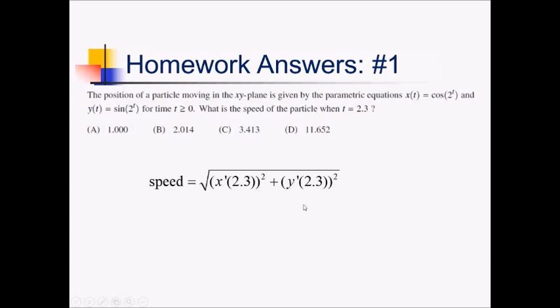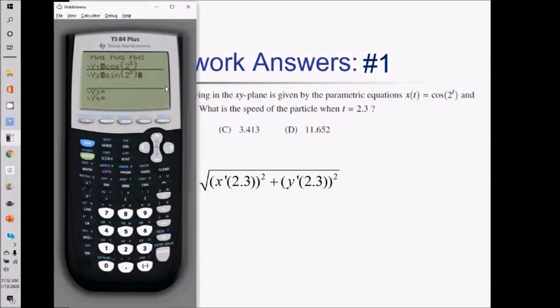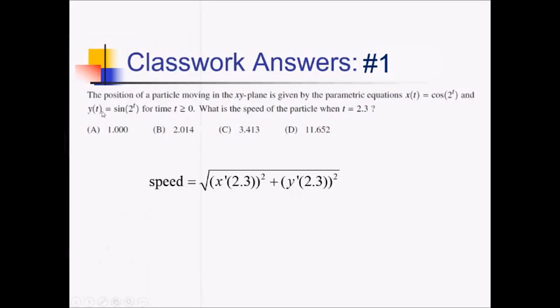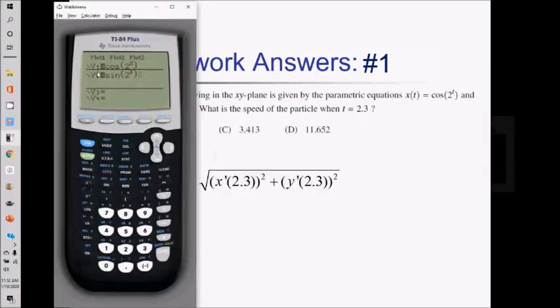Now the nice thing is we don't actually need to know the derivative of x or y in order to do this, because we can plug just a number into a function's derivative using our calculator. So let's see how this works. I'm here in my y equals. I've entered x as y1, and my y function as y2. Next, I'm going to quit out to the main screen.